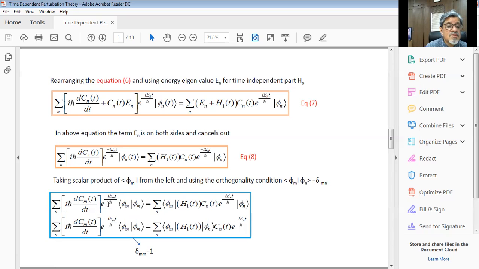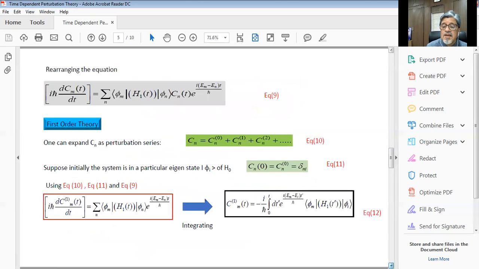So here we modify this equation: iħ dCm/dt, the exponential term, |φm⟩, so both are φm. So ⟨φm|φm⟩ with δmn is equal to 1. Again, on the right hand side we have ⟨φm|H1(t)|φn⟩ Cn(t) e to the power minus i En t divided by ħ. Now we bring all these terms to one side, which we are going to see on the next slide.